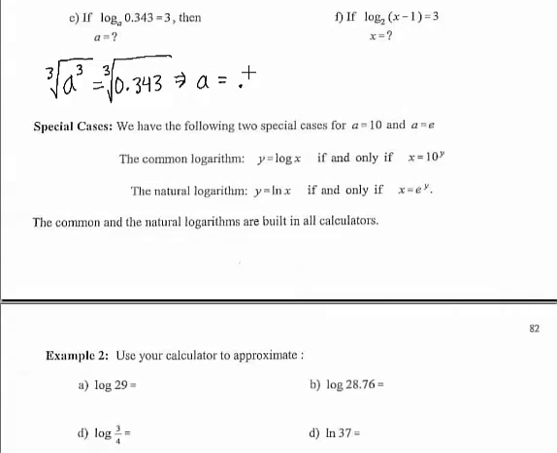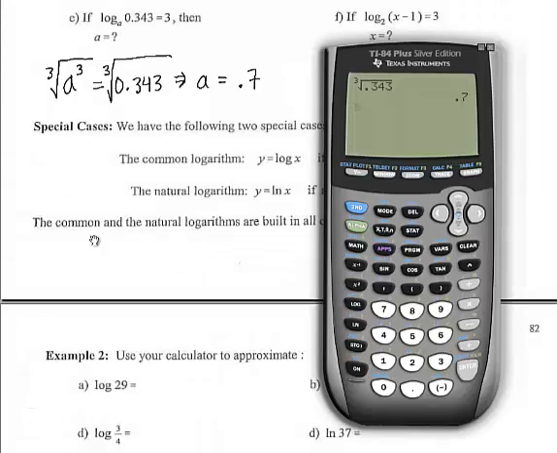So A equals 0.7. Okay. We could verify that with the calculator, going back to our math menu, selecting log base, typing in a 0.7 for the base, and then the 0.343 for the argument, and when we hit enter, we get the exponent again. We get 3, which is what we started with on the right hand side of the equation, 3.